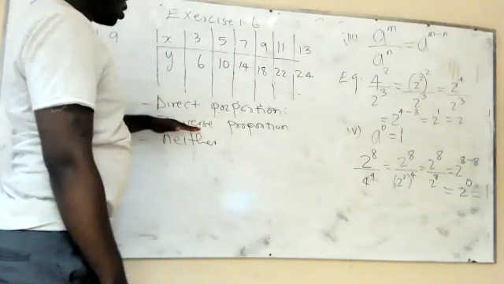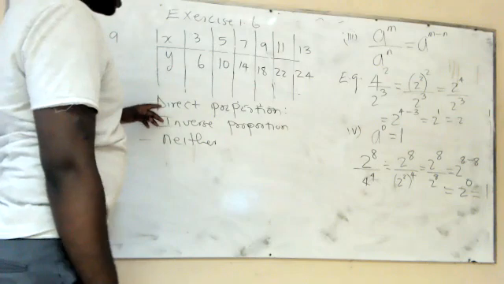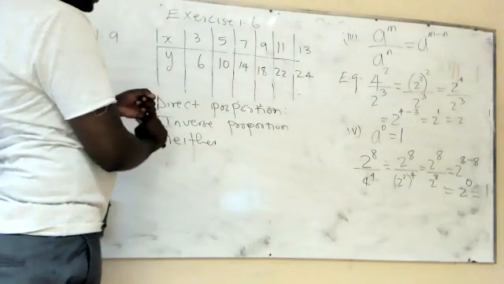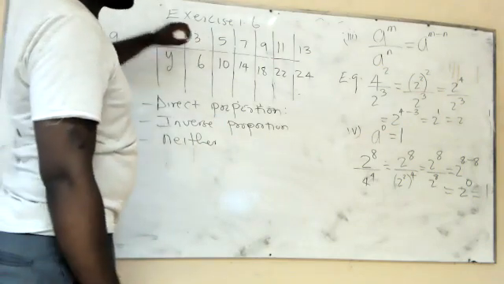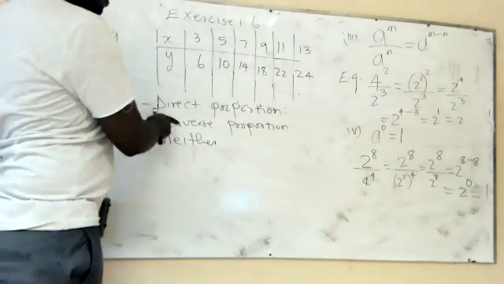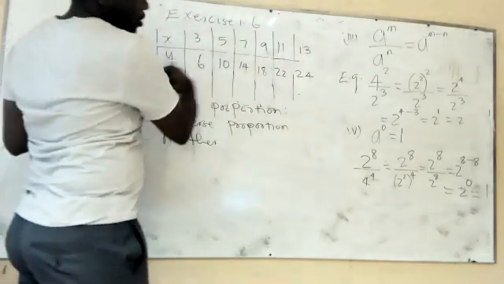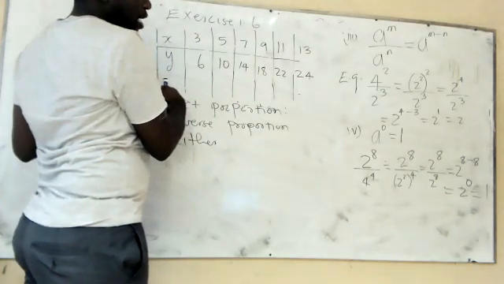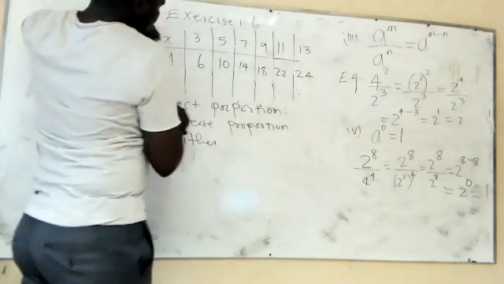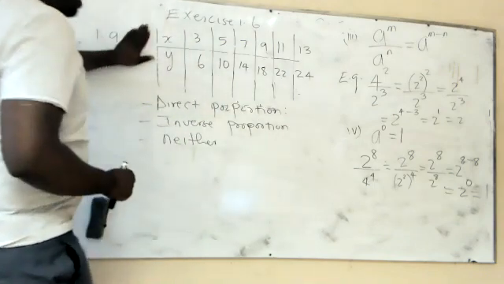Now let me also explain the inverse proportion, because these two are related. For the inverse proportion, the first condition is that it must have a constant coefficient. And then the second is that when x is increasing, the y must be what? Must be decreasing. Are we all together on that? So when x is increasing for inverse proportion, the y must be what?